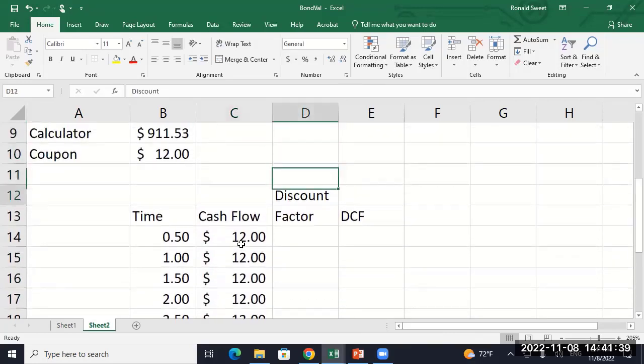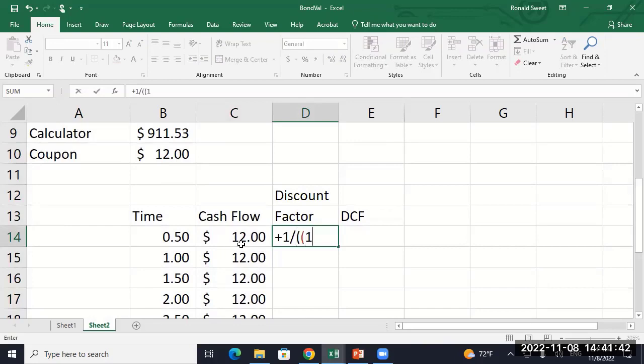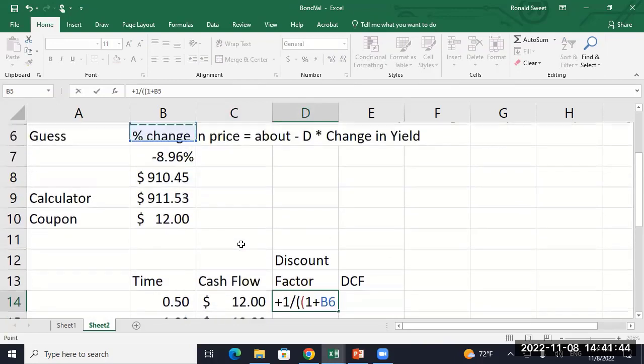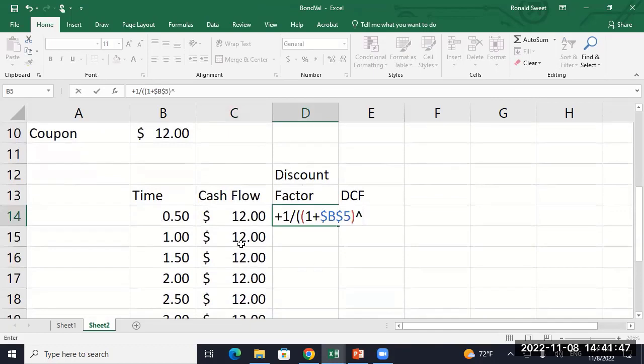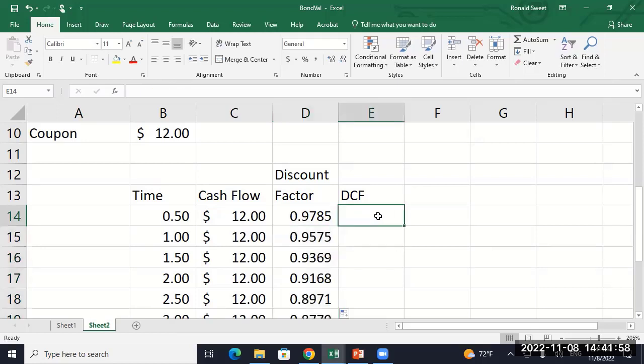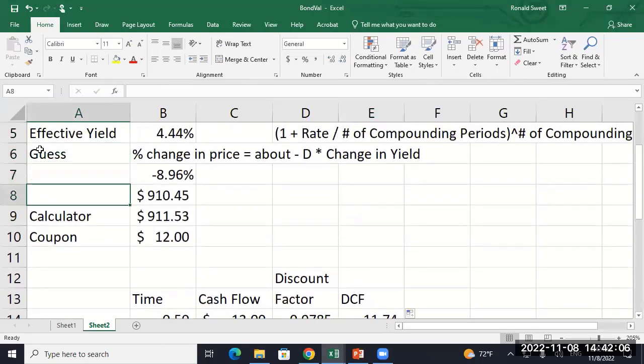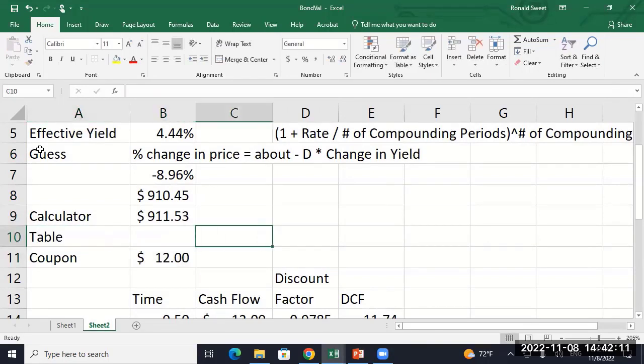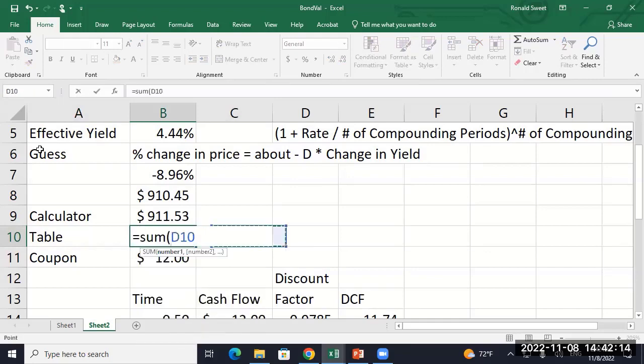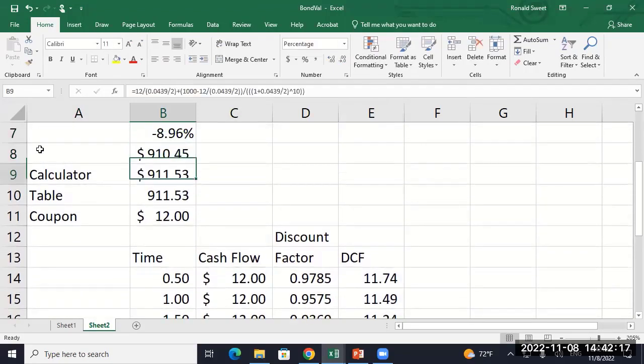All right, and then the discount factor, 1 divided by 1 plus our effective yield, raised to the time. Used to get something like 0.99, 0.98. I'm not used to seeing 0.98 because I'm so used to such low interest rates. My discounted cash flow, I just multiply across. Copy that down. And so here we have the table. That looked pretty close.